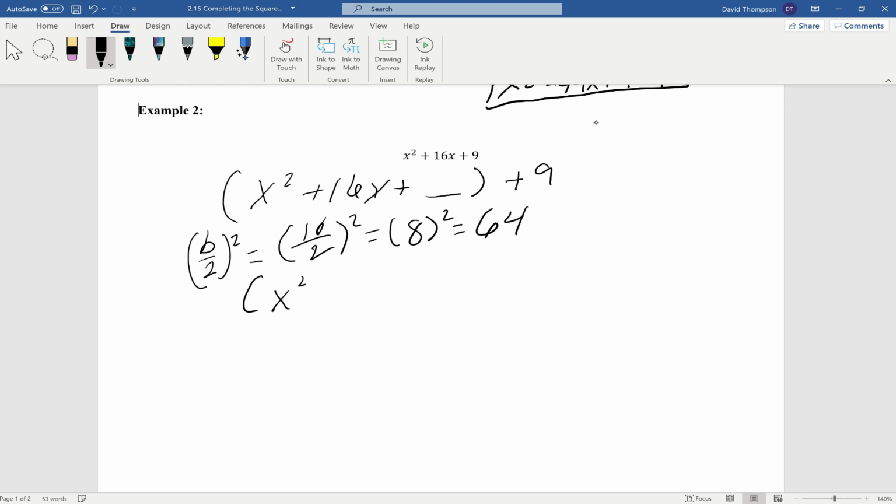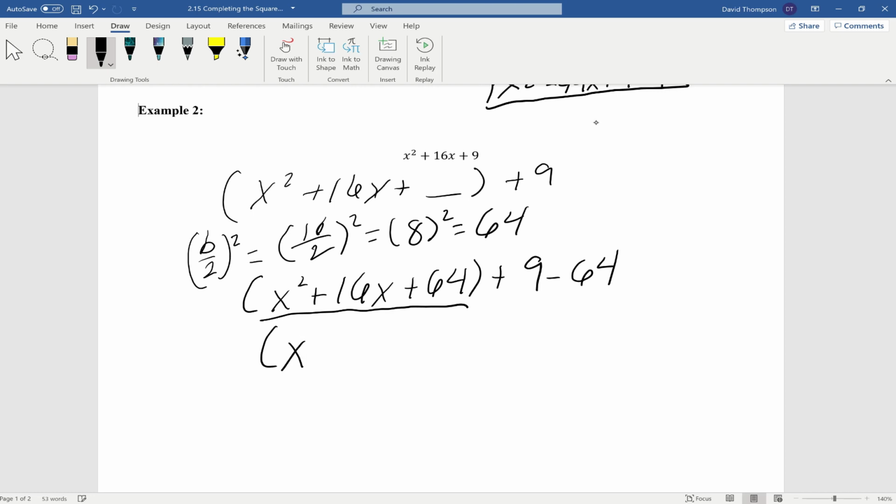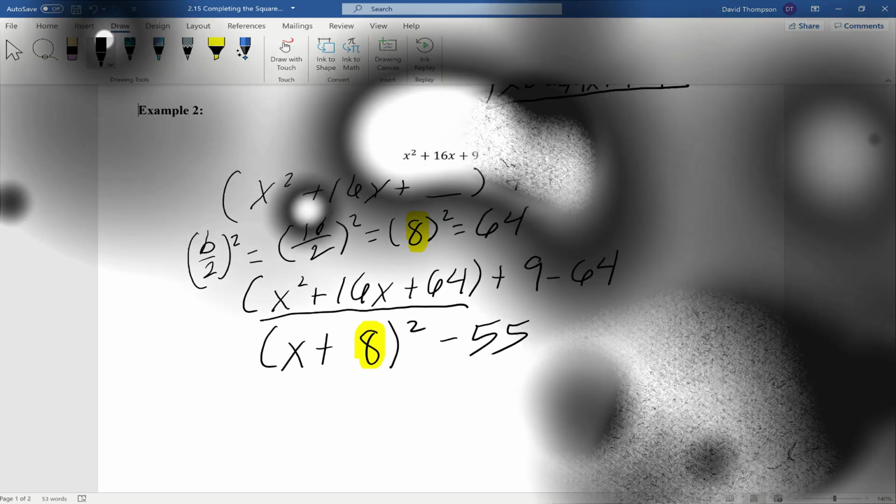So this example is going to be x squared plus 16x plus 64 plus 9, and then we're going to subtract the 64 from the 9. When we factor this piece, it's just going to be in the form of x plus that middle piece, so 8 squared, and then 9 minus 64 is going to be minus 55, and we are done completing the square with example number 2.